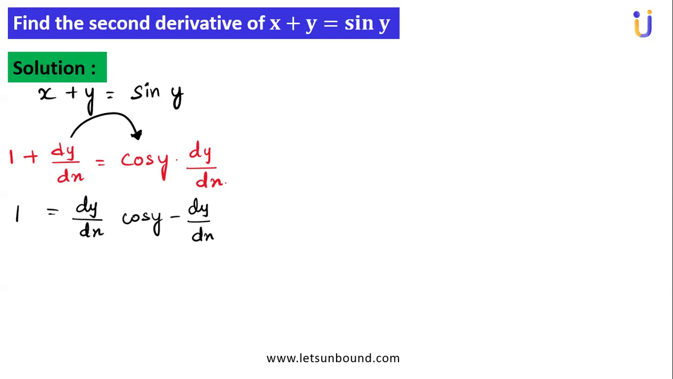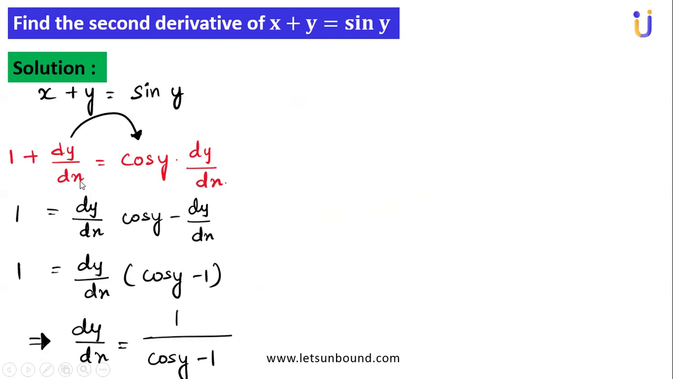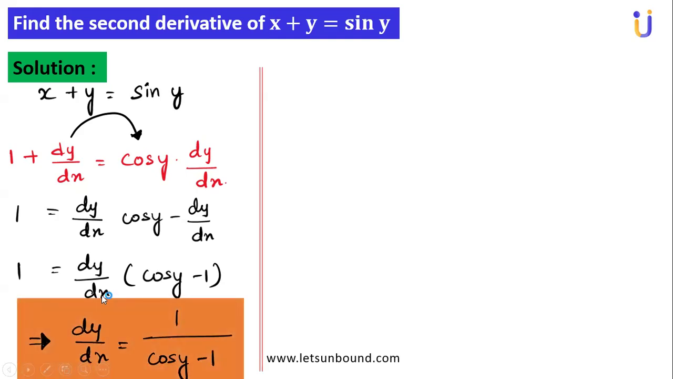dy by dx cos y minus dy by dx. Now your aim is to make dy by dx the subject. dy by dx times cos y minus 1, and dy by dx is 1 by cos y minus 1. That's it. You need to differentiate this part on both sides. So dy by dx is this.